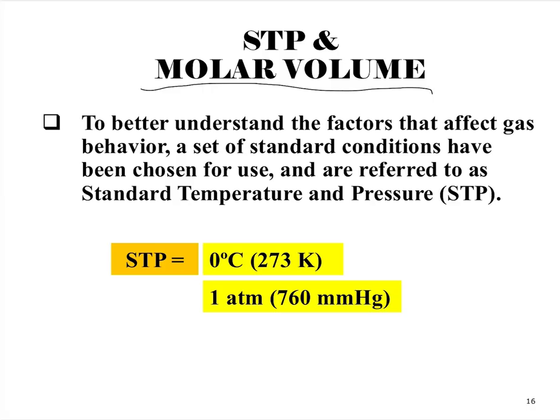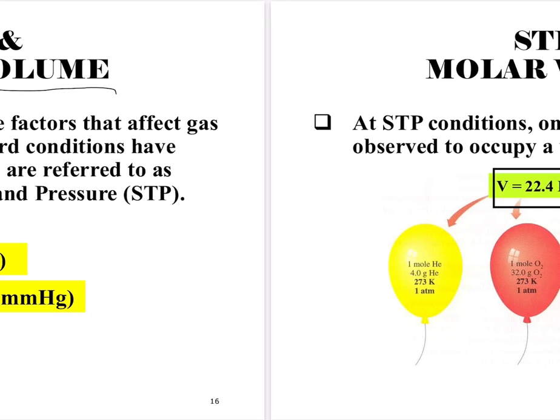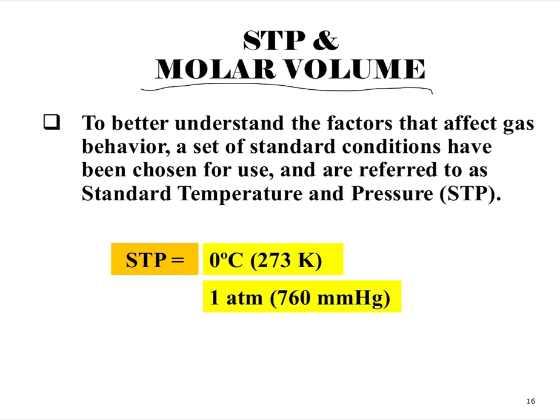So standard temperature is 0 degrees Celsius, so 273 Kelvin. Standard pressure is 1 atmosphere, or 760 millimeters of mercury. The standard molar volume is going to be 22.4 liters. And these are just what we set as our arbitrary standards. So that's why most things are going to be measured there.